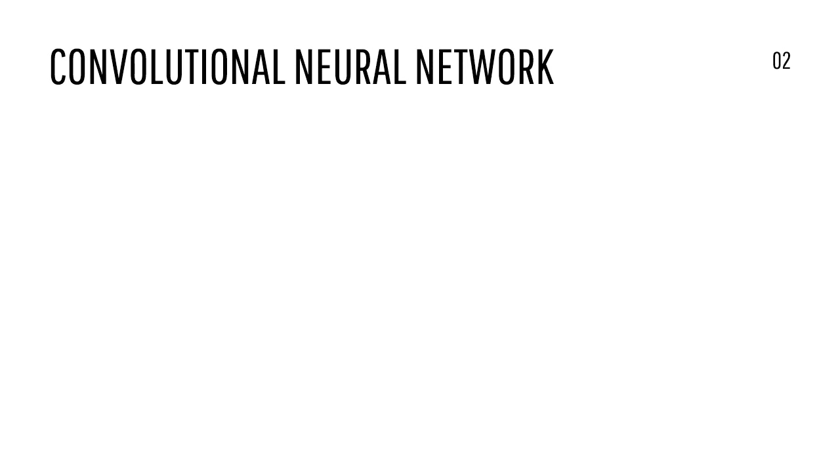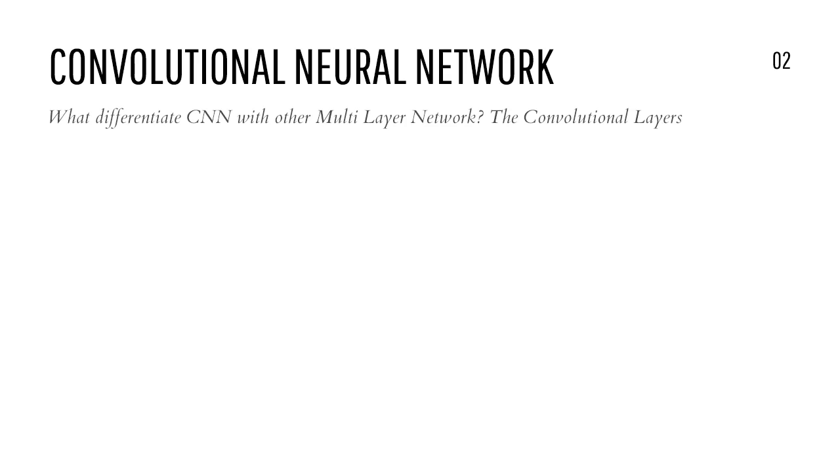The second one is pretty popular, the convolutional neural network, or CNN. This is a multi-layer neural network, but it is different from other multi-layer neural networks. This has a convolutional layer, so that is what makes it different from the other multi-layer networks. CNNs are primarily used in image processing, but can also be used for other types of input, such as audio.